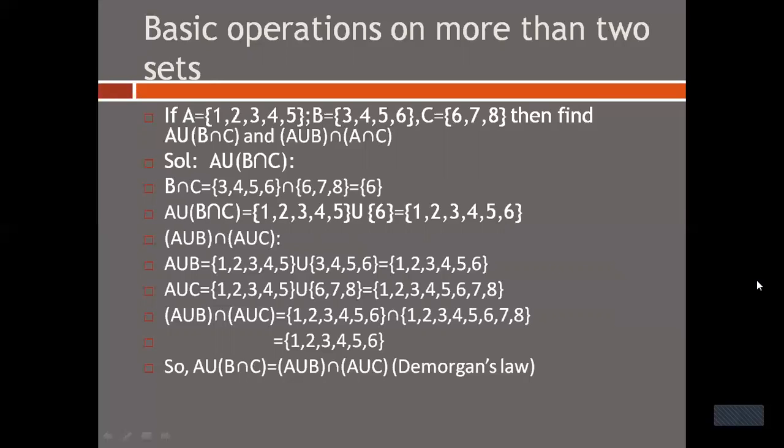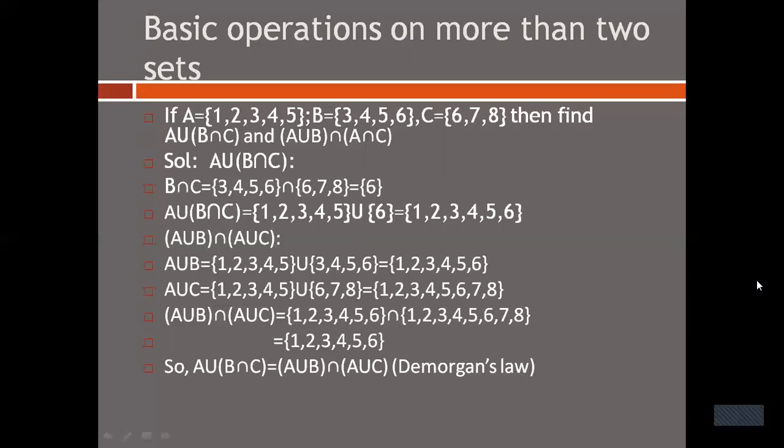Now, A union (B intersection C) is equal to the A set, 1, 2, 3, 4, 5, union the intersection of B and C, that is 6. So when you join all these elements, union means you have to write all the elements. So 1, 2, 3, 4, 5, 6 is the solution for A union (B intersection C).